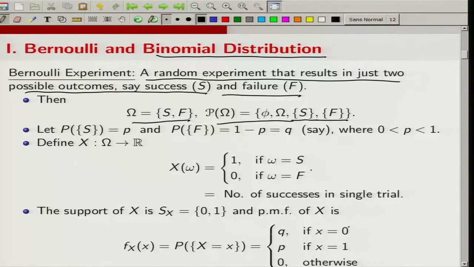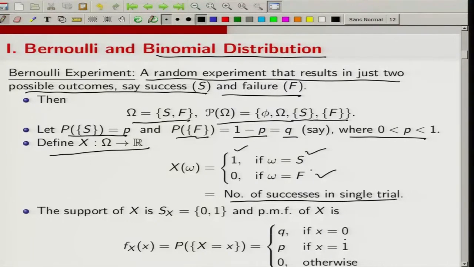Now suppose my random experiment is such that the probability of success is p. Then of course the probability of failure, which is P of F, would be 1 minus p, which is q, because there are just two outcomes, S or F, where p is between 0 and 1. Now I define a random variable X from omega to R, which is the number of successes I get in a single trial. In a single trial, the number of successes would be 0 or 1. It would be 1 if I obtain a success, and 0 if I obtain a failure.